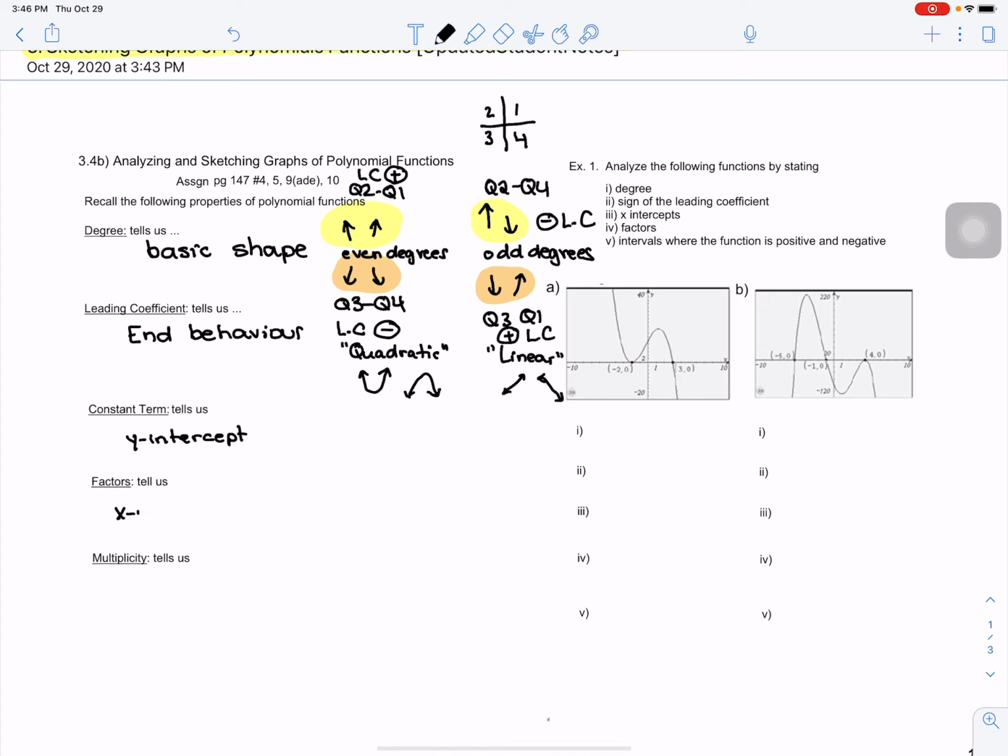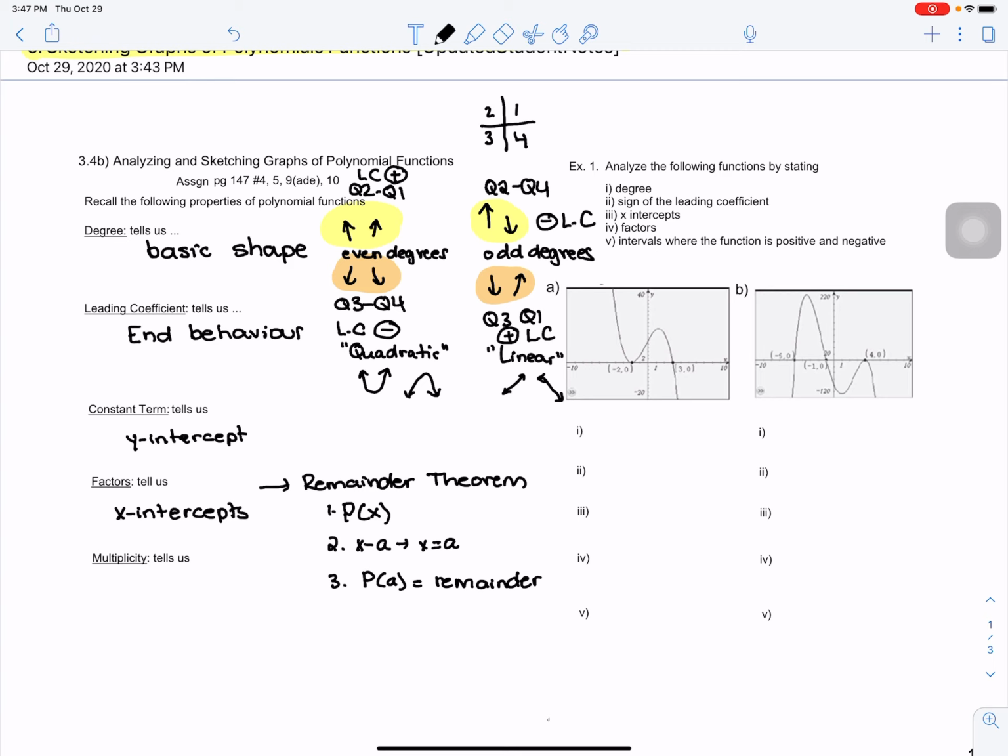So now, when we want to factor, we're going to use the ideas we just learned last week, which is the remainder theorem. Remember, we have 3 steps for the remainder theorem. Step 1 is to define p of x. Step 2 is to look at x minus a, and then find the x equals a. And then step 3 would be to sub in that a value into my polynomial, and the answer would represent the remainder.